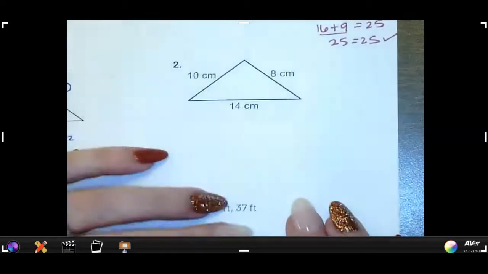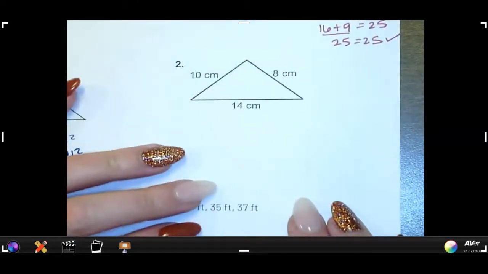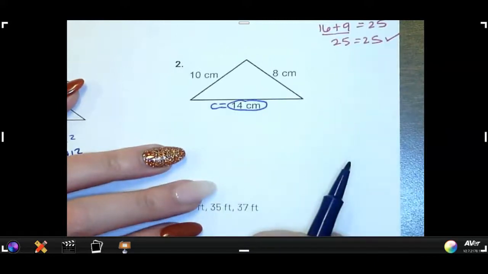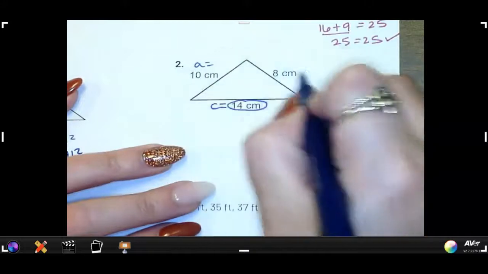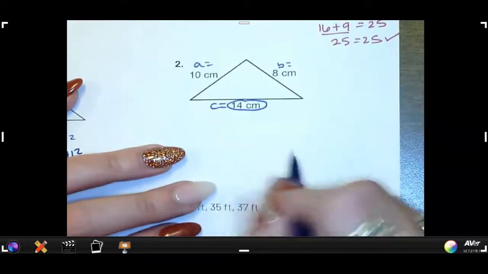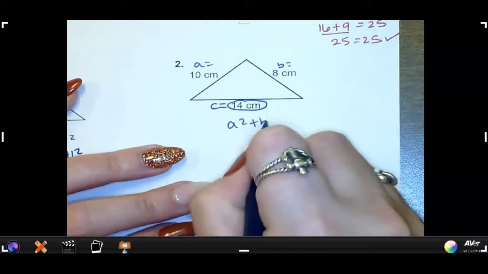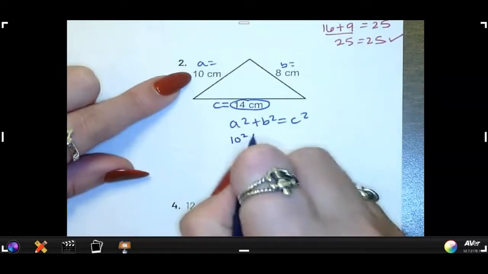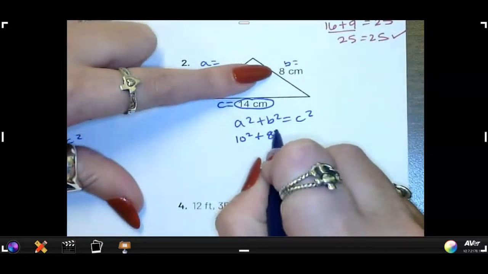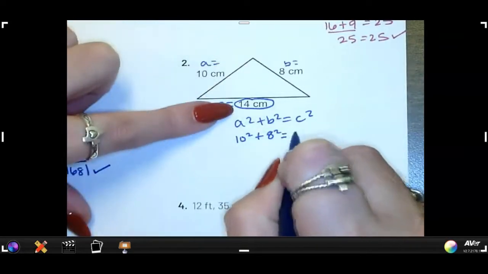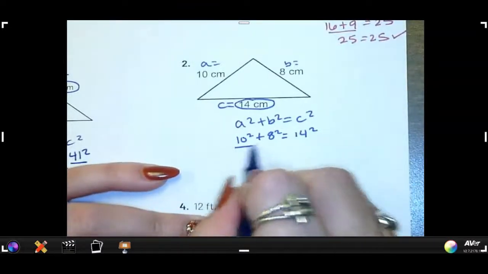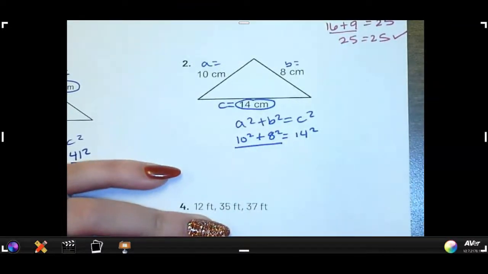So let's look at number 2. We have 10, 8, and 14. So I know that 14 has to be my hypotenuse. It has to be C. Okay, we'll use A as 10 and B as 8. So we're going to go to the Pythagorean theorem. A squared plus B squared equals C squared. And I'm going to put in 10 squared plus 8 squared equals 14 squared. Then I'm going to put this in Desmos. 10 squared plus 8 squared.